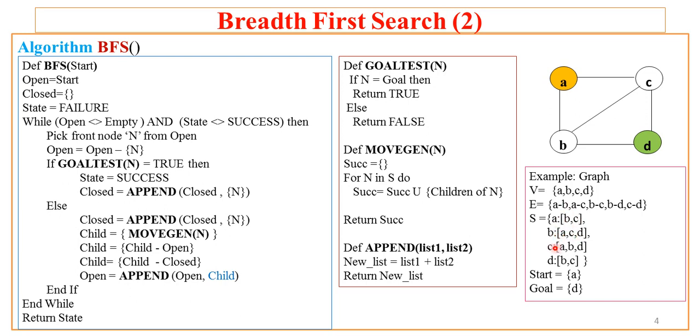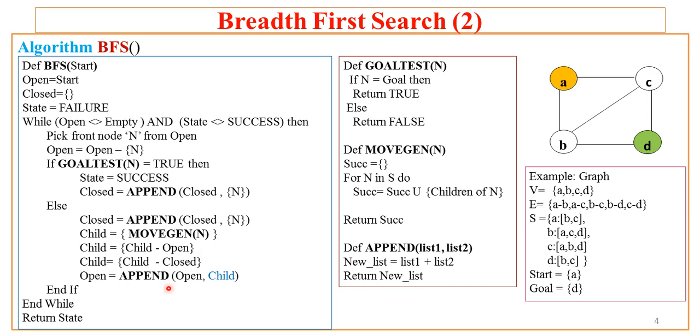This we have already seen. Now moveGen will take a node. For example, if it takes A, then it will first search for A in this list S. As A is present in S, it takes B and C and generates the successor list and returns the successor list to the BFS algorithm. So wherever moveGen is called, the successor list elements will be returned and stored in the child of BFS.